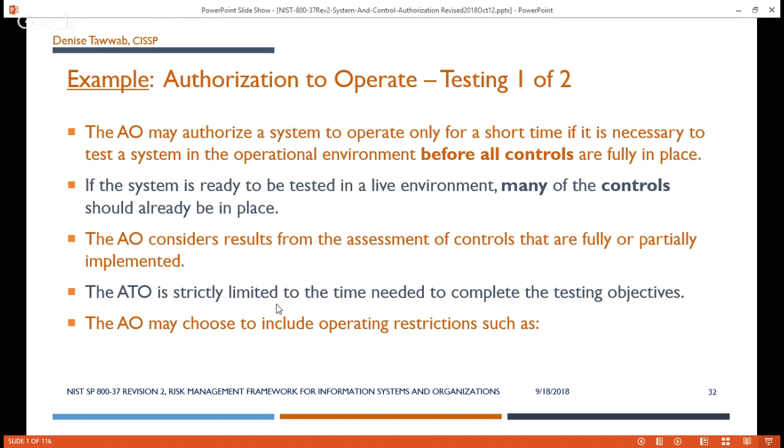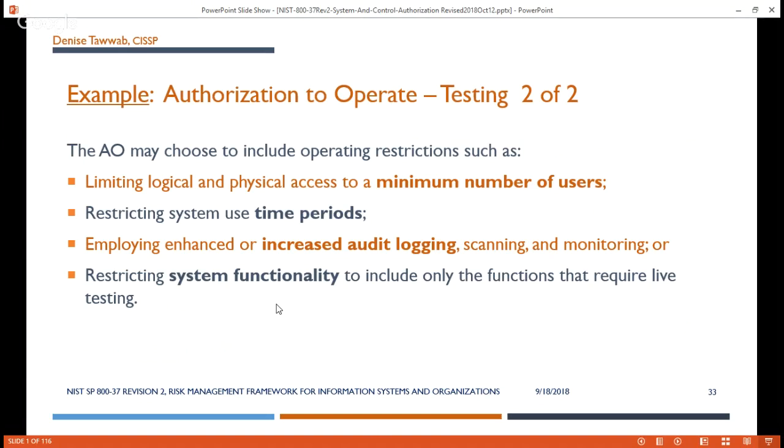The AO may choose to include some operating restrictions. In that case, restrictions could include limiting the number of users who can access the system, restricting the time periods in which you can operate this system live, employing enhanced or increased audit logging, scanning, or monitoring requirements, or restricting the functionality that you can actually test live, requiring that you only test what is needed. You only run what is needed for the objectives of the testing.